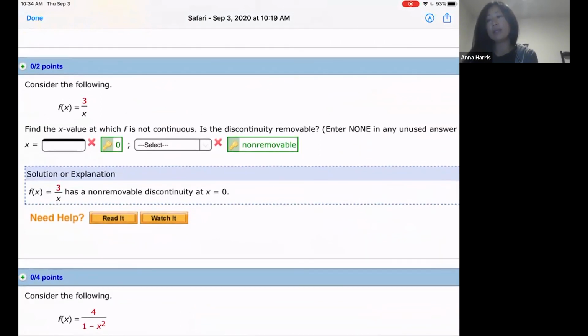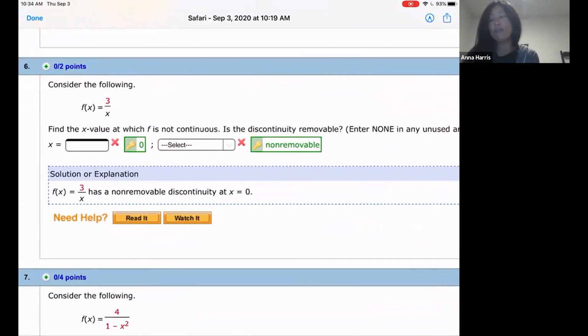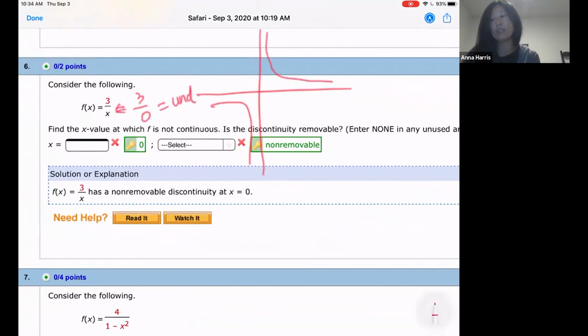Okay, this is what I mean by non-removable. When you graph that graph, the graph looks like that. Because if you plug in 0 as your denominator, what happened? It's undefined. So you have an asymptote. When you have an asymptote, you call it non-removable. The discontinuity is not removable. It's just discontinuous, because you cannot just supply one point and make a connection. You cannot connect them. They're just completely separated.